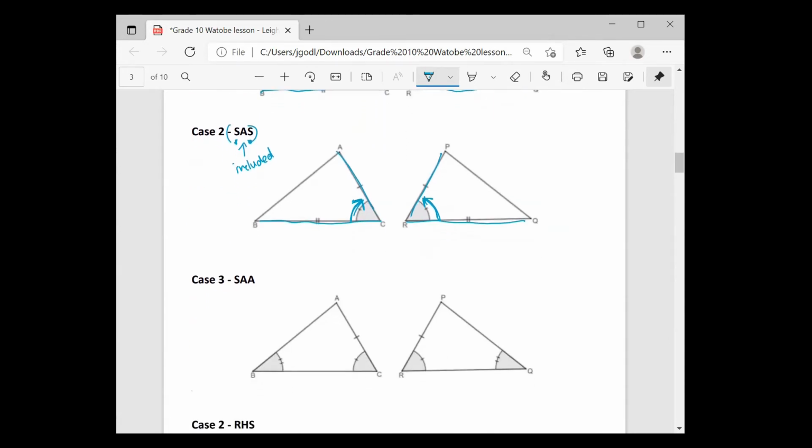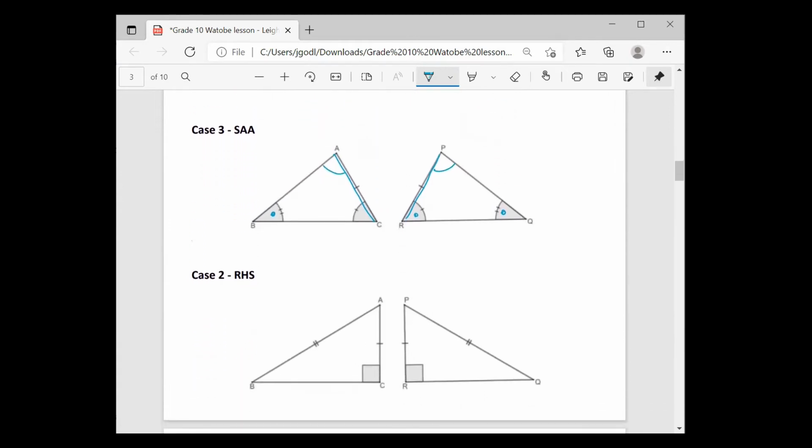Third reason is side, angle, angle. So we have a side that is the same as the other, and then two angles in the triangle that correspond to each other. It doesn't matter where those angles are. So I could have also, instead of that one, had that angle and that angle. As long as there were two, then it's fine.